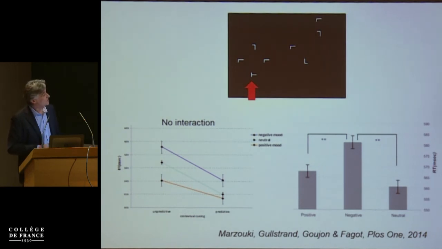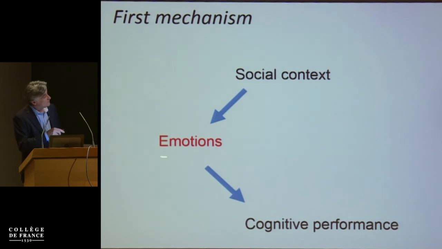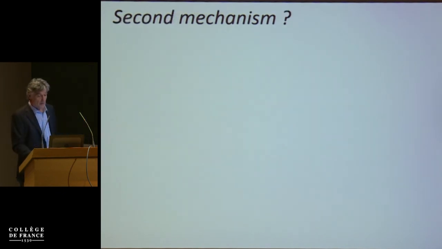And what does it suggest? It probably suggests that there are different pathways by which social context can affect cognitive performance. I mean, the social context will affect the emotional state of the subject, and this in turn will affect the cognitive performance in the main task because of variation in the emotional state. But there is another potential mechanism, and this is it.